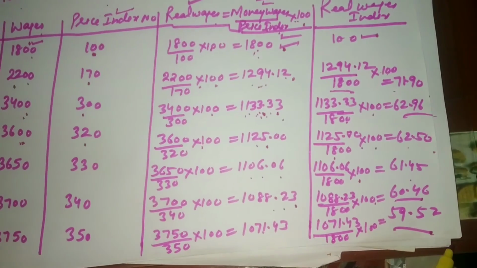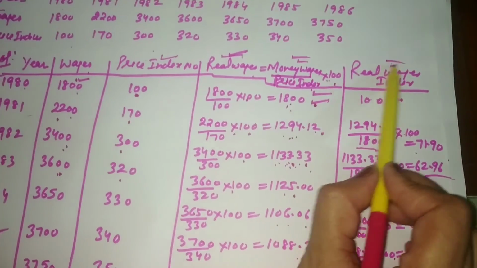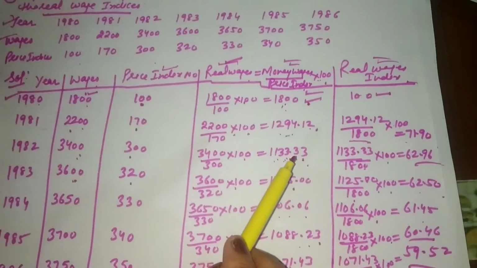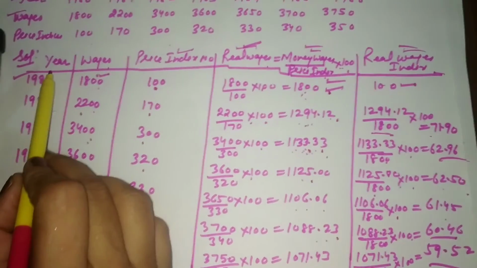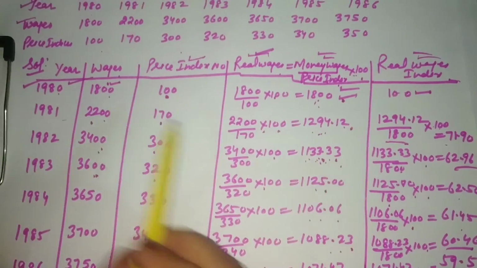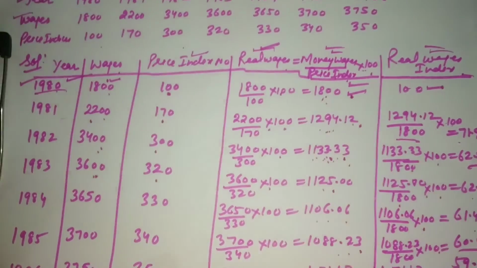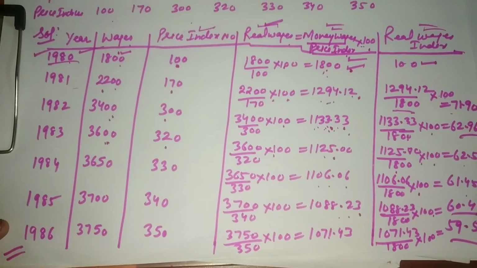So that means in this question, firstly we have calculated the real wages, then I have calculated the real wages index. Here no year is considered as a base year. If the base year is not mentioned, we can take the first year as the base year. So there, 1980 is taken as the base year. So this is the illustration of how we have to calculate the real wages and real wages index.